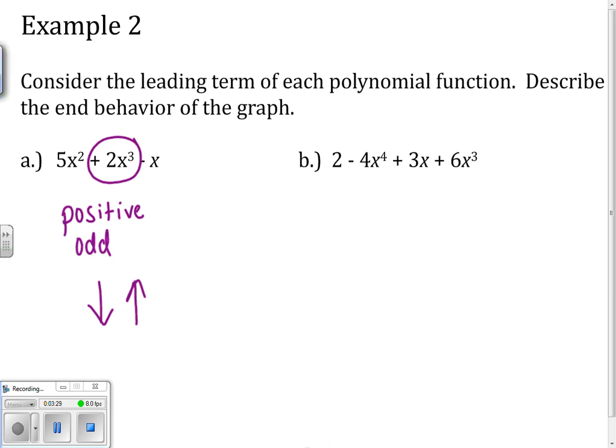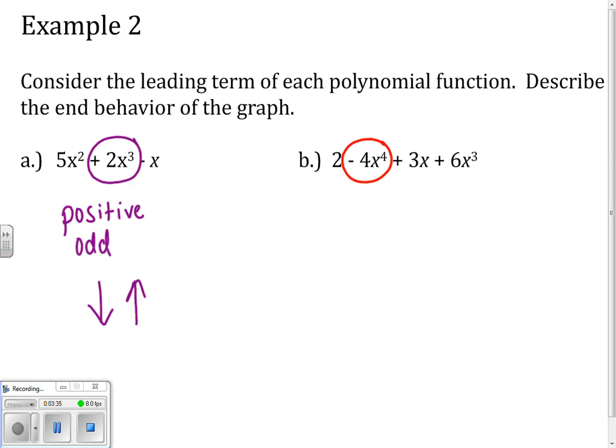Letter B, the lead term in letter B should be the highest power, which is this term right here. Negative 4x to the 4th would be leading. That is negative. Oh my goodness, if I could spell negative, I'm sorry.